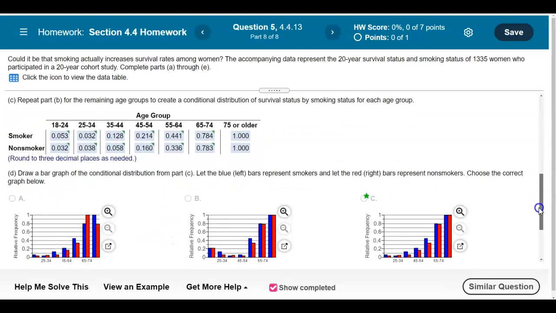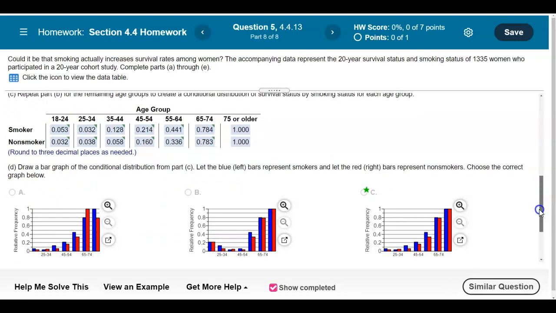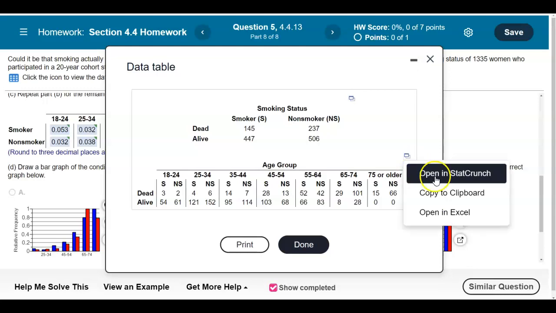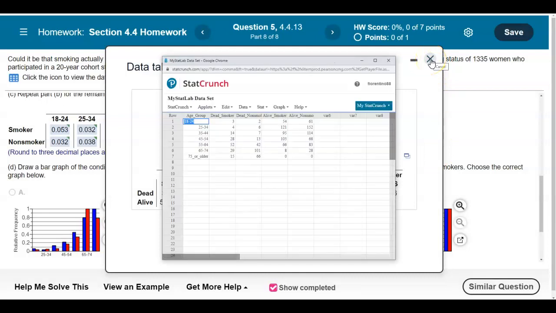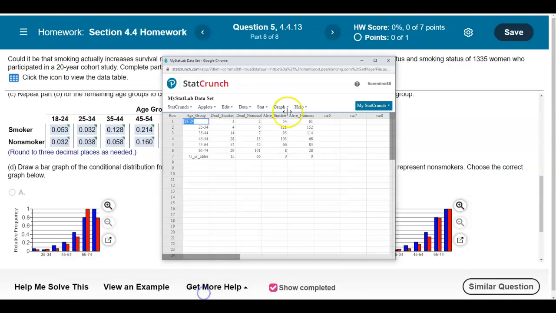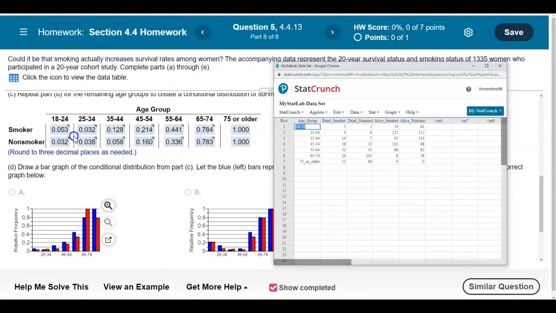Now for part D, they want us to draw a bar graph of the conditional distribution from part C. So we're going to go ahead and click on the second open StatCrunch here for this information. And then we're going to create some new columns with the information that we just filled in over here. First, a column that represents age group, but we already have a column that's age group. So now that we have an age group column, we're going to create a column called smoker, and then a column that's called non-smoker. And then we're going to fill in the numbers that we got over here.